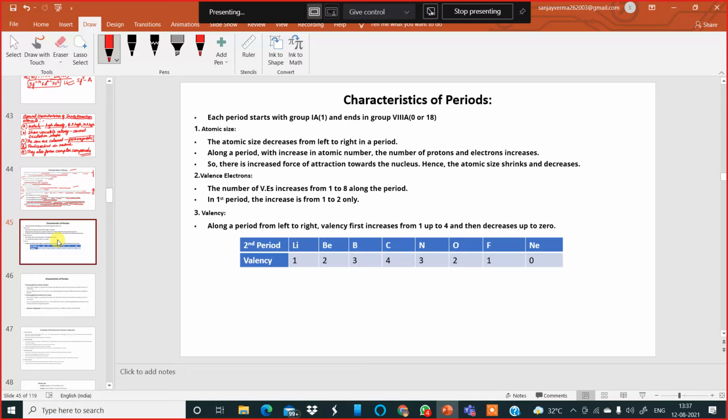Now, with regard to the periods, periods are horizontal, this way, no? Each period starts with group 1A and ends in group 8A, or 18, or 0. Atomic size decreases from left to right in a period. Why? Tell me. On moving from left to right in a period, the nuclear charge increases, because the effective nuclear charge increases. Very good. Very good. Was that Kapil?